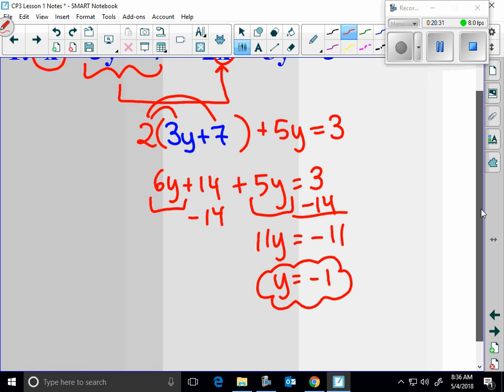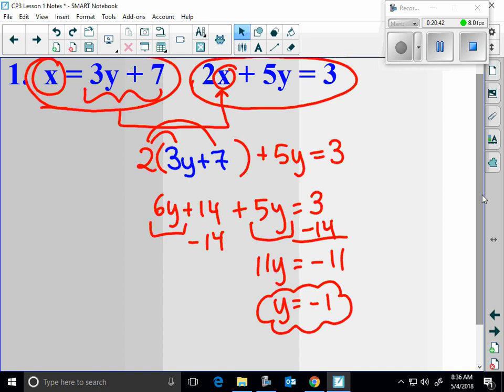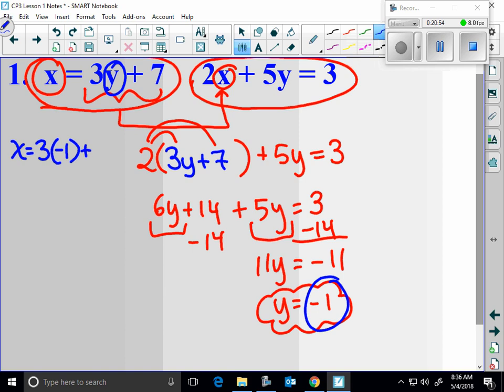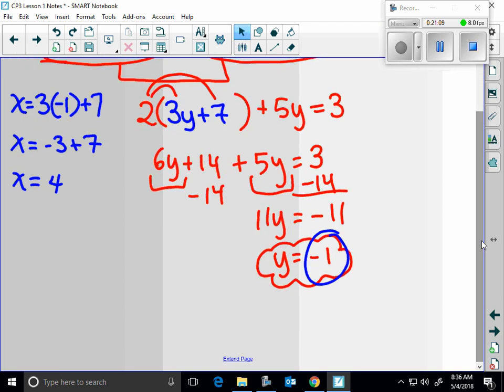These are just two lines. All right, this is a line right here, and this is another line right here. I want to find where they cross. Well, I know that y equals negative 1 where they cross. I got to figure out what x equals when they cross. So I'm going to plug this negative 1 back in here for y. So x equals 3 times negative 1 plus 7. So x equals negative 3 plus 7. So what does x equal? 4. So those two original lines, where do they cross? They cross at the point 4, comma, negative 1.